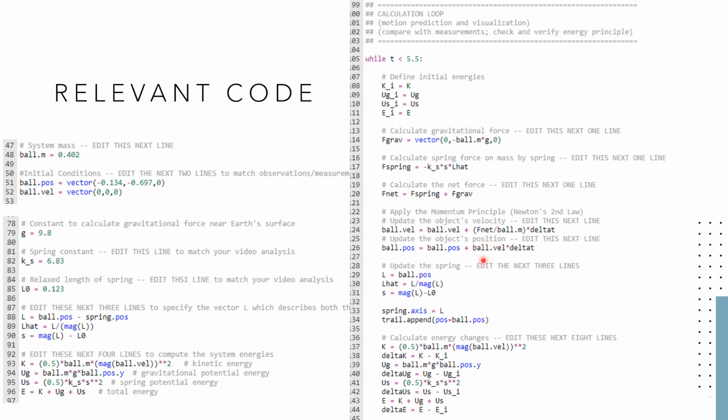And then here are our energies and change in energy. So here's the kinetic energy. Here is the delta kinetic energy. Potential, delta potential, and spring energy, and total energy, and change in energy. It's pretty basic stuff from what we've learned.